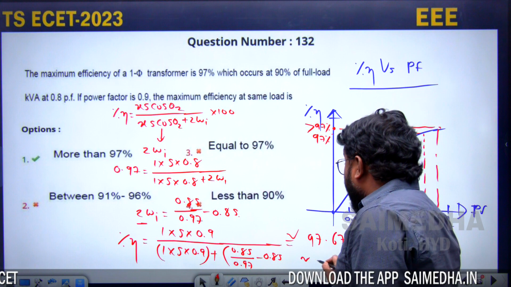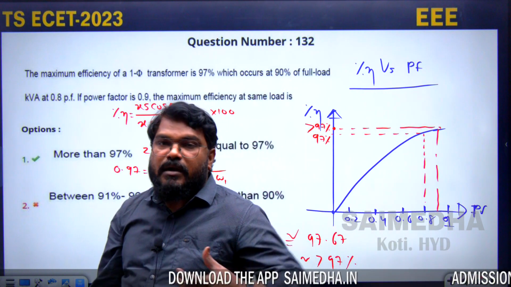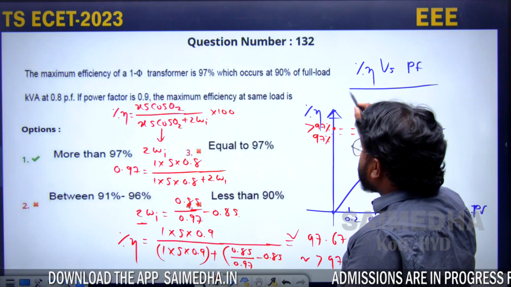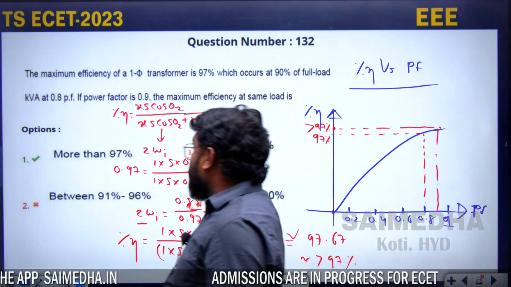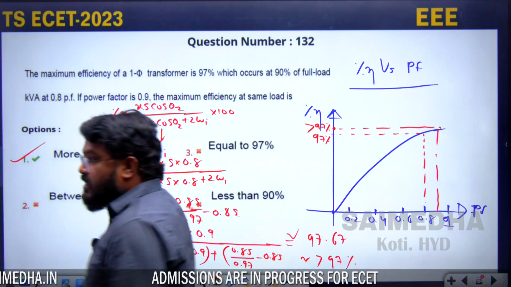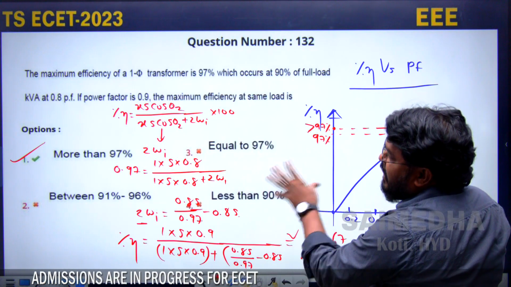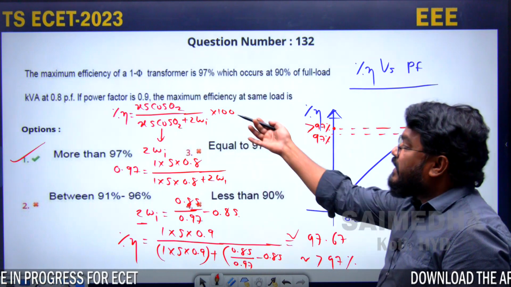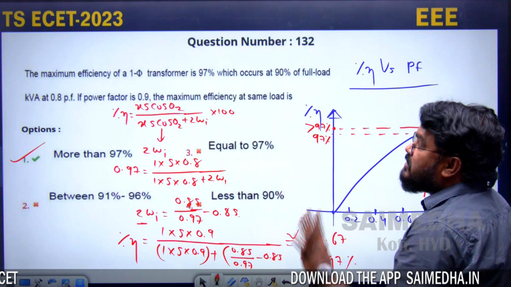Which is greater than 97%? Like this we can also answer, but it needs the calculation part. That's why it is better to use this method to answer this question. Just use the curve, so we can answer the question. So the answer for this question is option 1. We can get the answer by using the formula or by using the curves, both ways, but it takes time and needs calculation. This is one of the best analysis methods to answer this question.